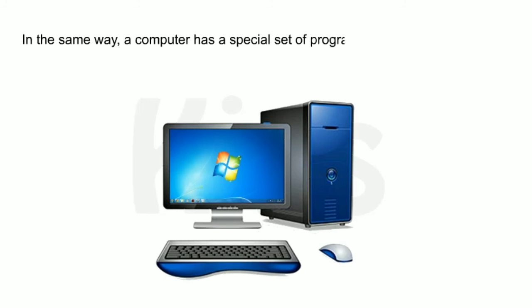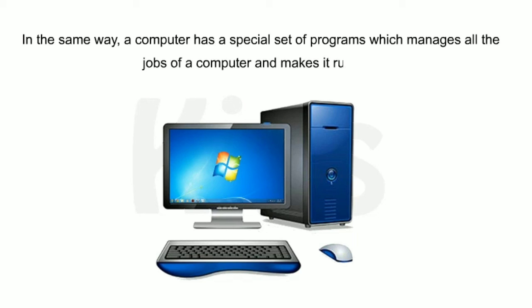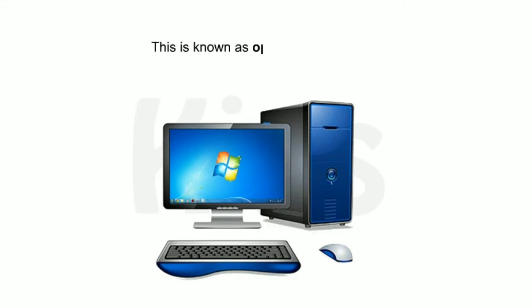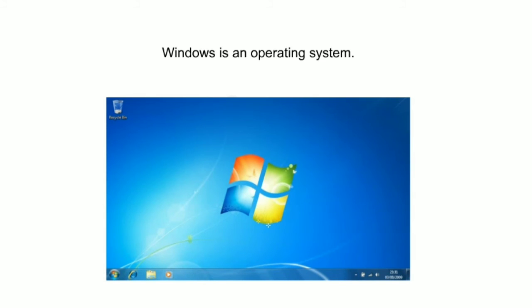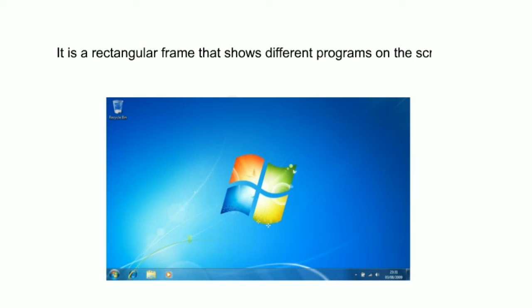In the same way, a computer has a special set of programs which manages all the jobs of a computer and makes it run. This is known as operating system. Windows is an operating system. It is a rectangular frame that shows different programs on the screen.